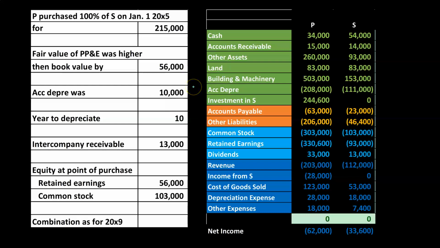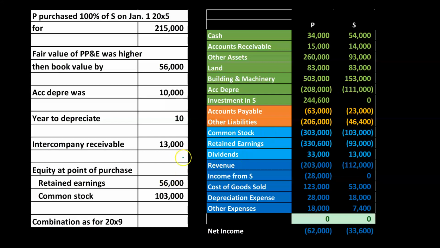We will also do our consolidation between the building and the accumulated depreciation at the point of purchase. So we'll talk about that. That's where this $10,000 comes into play. In other words, the accumulated depreciation for S at the point in time that the purchase took place was $10,000.